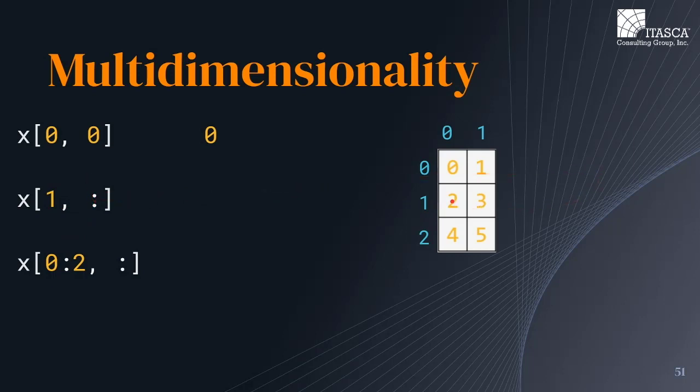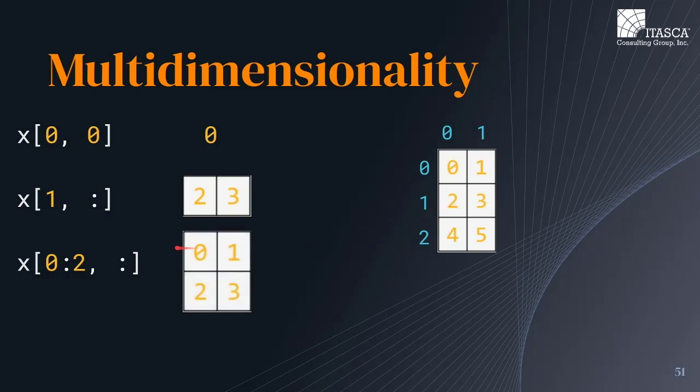In the second example, we access the row with index 1, and the colon operand specifies that we want to access all columns in this row. So we return the row containing the data points 2 and 3. And in the last example, we specify that we want to access the rows from indices 0 to 2 exclusively, so from 0 to 1 inclusively, and we want to access all of the columns in those rows. So we then return the submatrix containing the data 0, 1, 2, and 3.